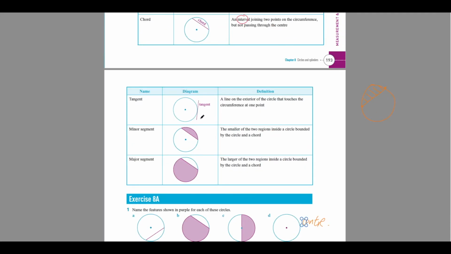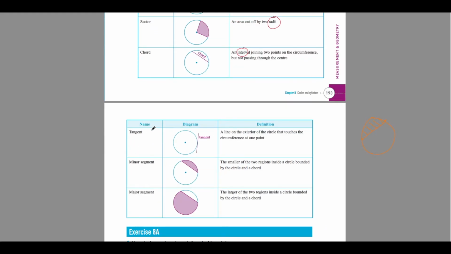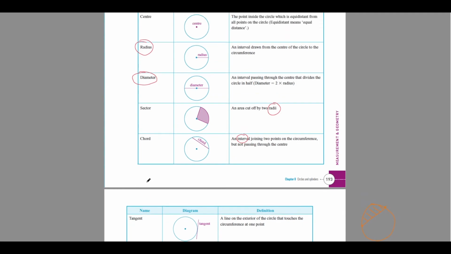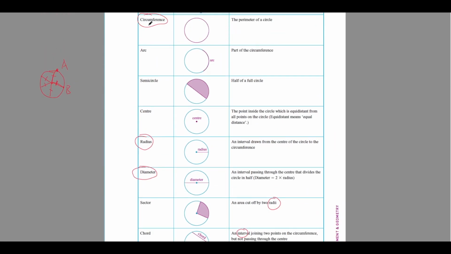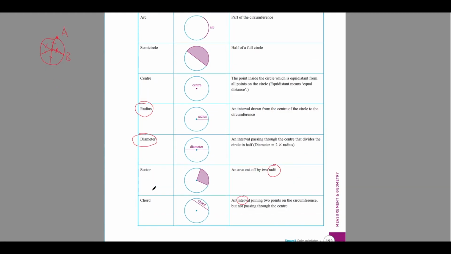Now, there's some of these terms here which you probably won't use much. For example, the tangent, minor segment, major segment, you probably would not use a lot, but you definitely need to know the ones that I circled, which is diameter, radius, and circumference. These three are very important.